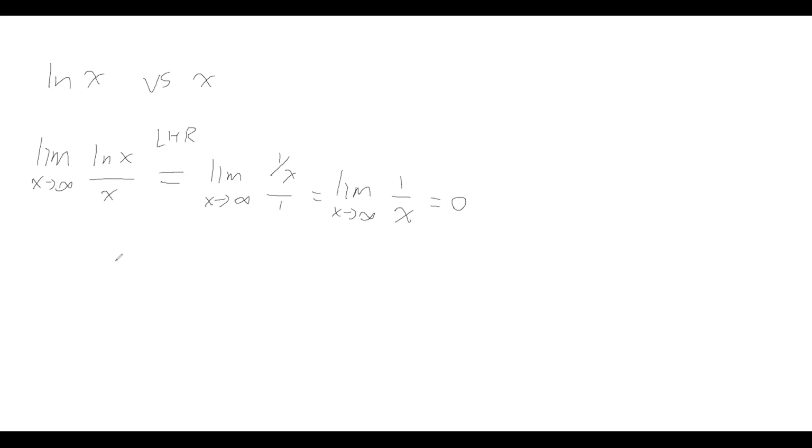So we can say that ln of x is slower than x. Now with little o, big O notation, we say that ln of x is little o of x. Ln of x is slower than x. That's how you use the big O and little o notation.